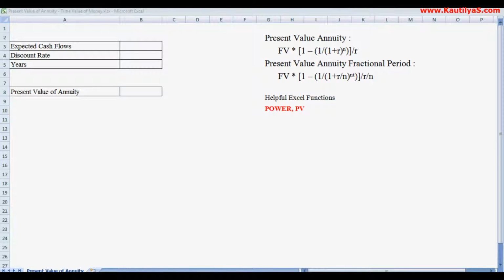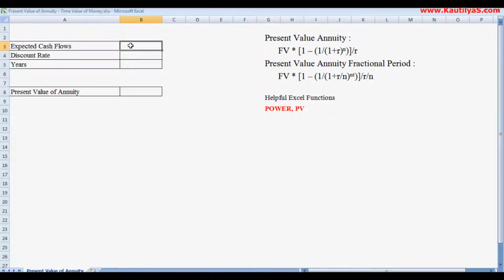Now, how do we calculate the present value of an annuity? Present value of an annuity is calculated using the equation: payment into (1 minus 1 divided by (1 plus r) to the power of n) whole divided by r, or in other words, it is the reciprocal of the future value annuity factor.